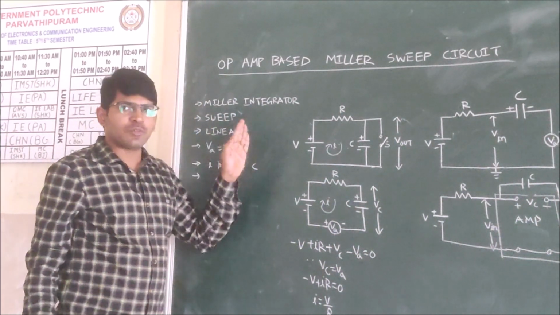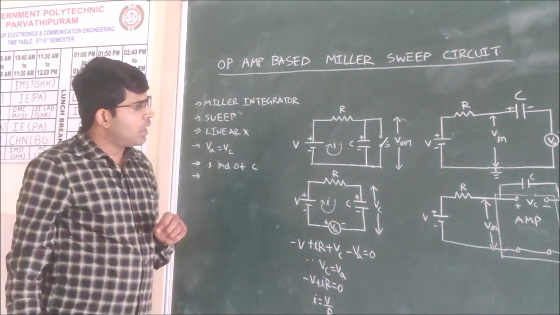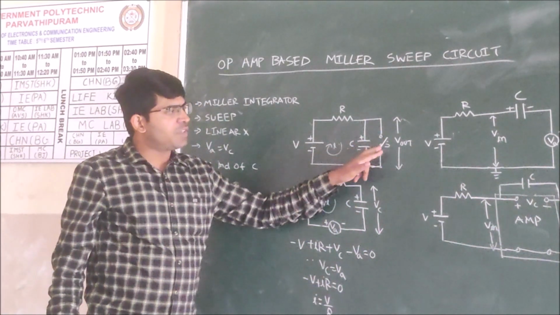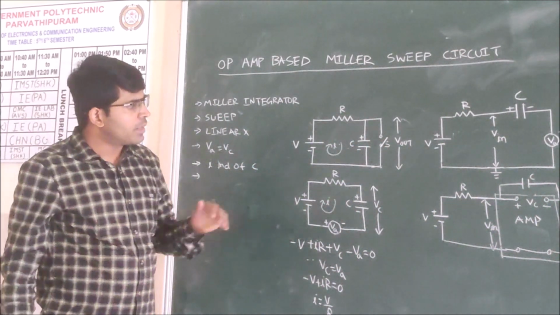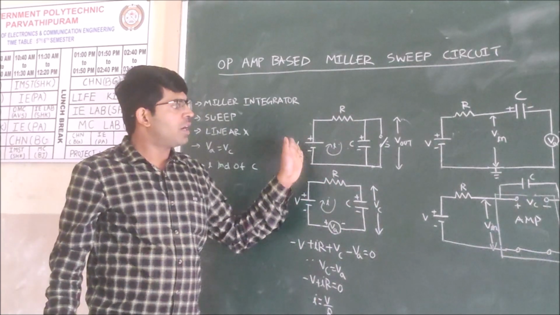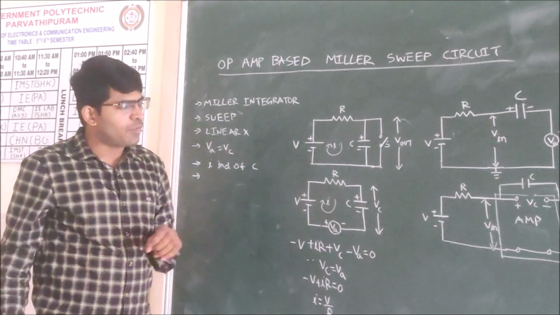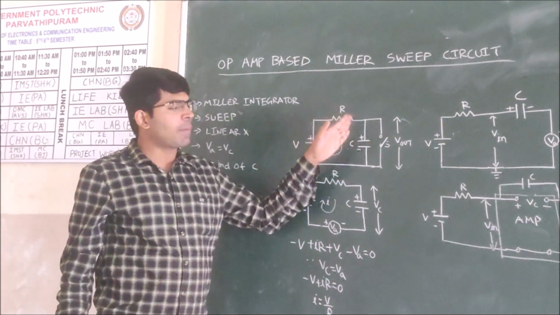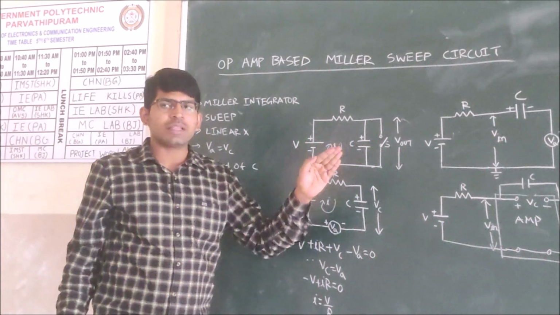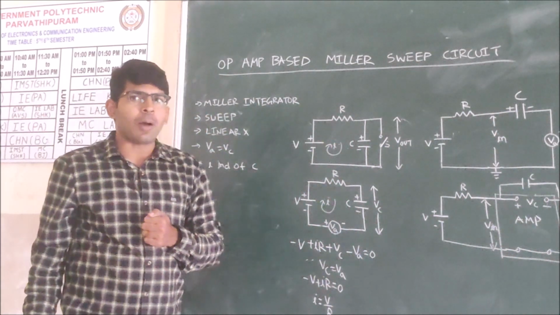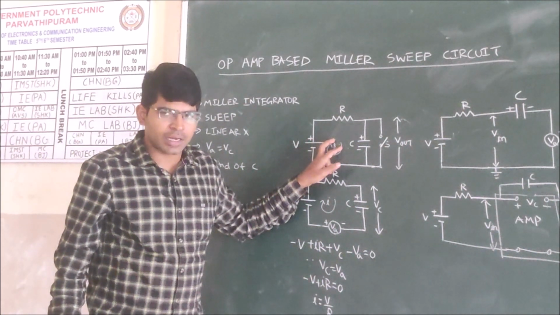The main purpose of this circuit is to generate the sweep voltage. When the switch is closed, the capacitor will not charge with this voltage, and the capacitor may discharge. When the switch is open, the capacitor may charge. So this switch is used to generate the sweep. But the problem is, here we are not getting a constant current.